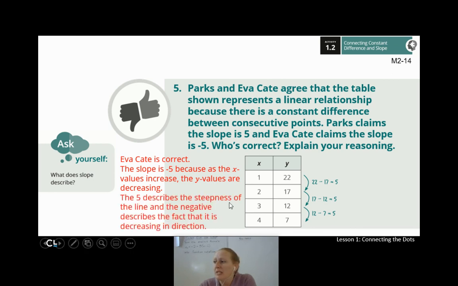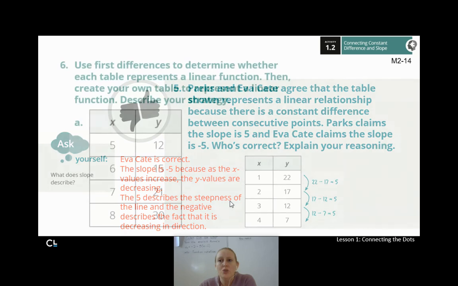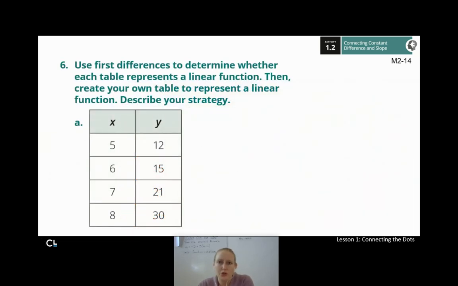5 describes how steep it is, and of course the negative describes the fact that it's going down, that it's decreasing in direction. So with this in mind, I've got a couple of tables for you. Number 6 on page M2-14, there's a couple of tables here. I can only fit one table at a time. I would like you to find the first differences and then decide whether or not it is a linear function. So go ahead and hit pause, find your first differences, decide if it's a linear function, and then hit play when you're ready to check them.